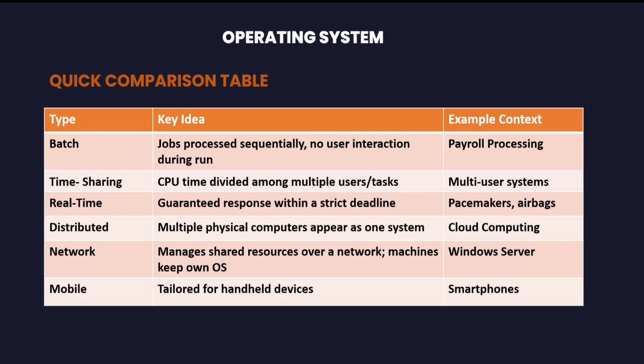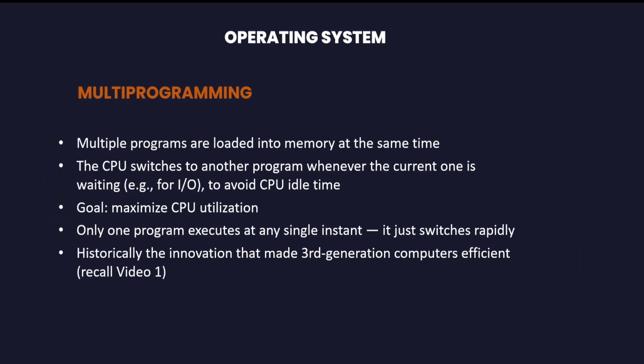Distributed OS. Multiple physical computers appear as one system to user. Example, cloud computing. Network OS manages shared resources over a network. Users are aware that multiple independent computers exist. Example, Windows Server. Last, mobile OS tailored for handheld devices. Example, smartphones.